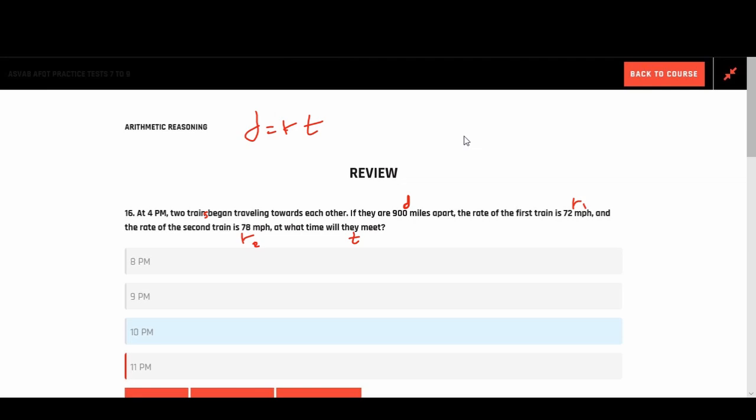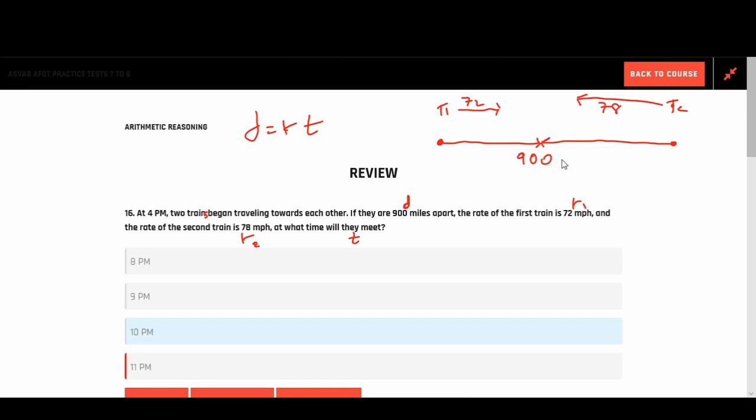And if you need to, you can do a little sketch. You have a train going this way, and that train, of course, is going toward this train. That should be a straight line. So two trains are headed on the same track toward each other. Train 1 is going 72, and train 2 is going 78. The question is, at what time will they meet? And again, they're 900 miles apart. So this distance between train 1 and train 2 is 900 miles.